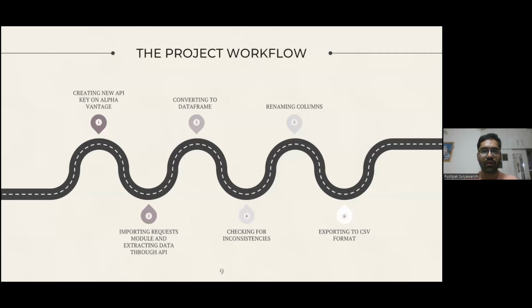So this is the overall project workflow. First, we'll create a new API key on the Alpha Vantage platform. Then we'll import the requests module to handle the API and extract data. Then we'll convert the JSON data which we get through the API to a data frame. Then we'll check for any inconsistencies such as missing values or outliers, and we'll remove them. Then we'll rename the columns to improve data understanding. And finally, we'll export that data frame to CSV.